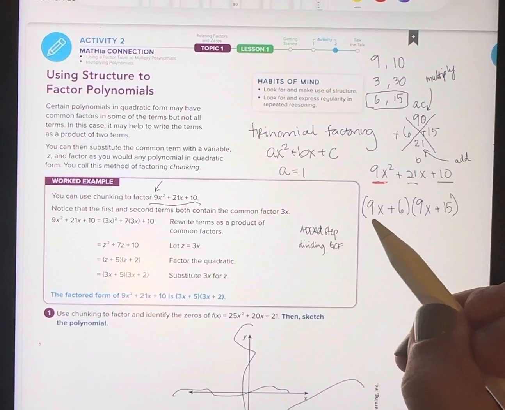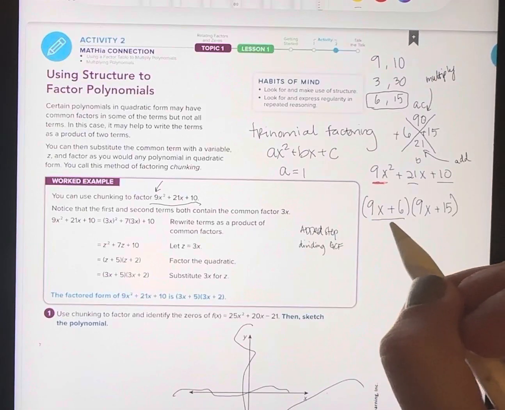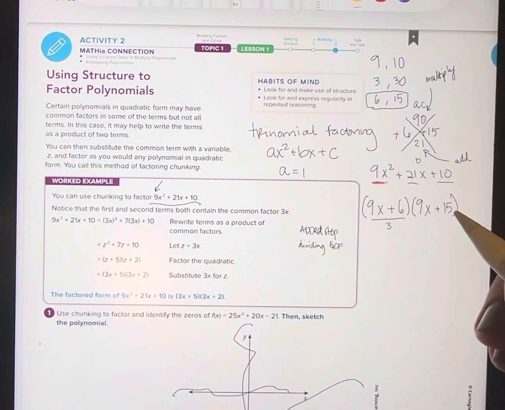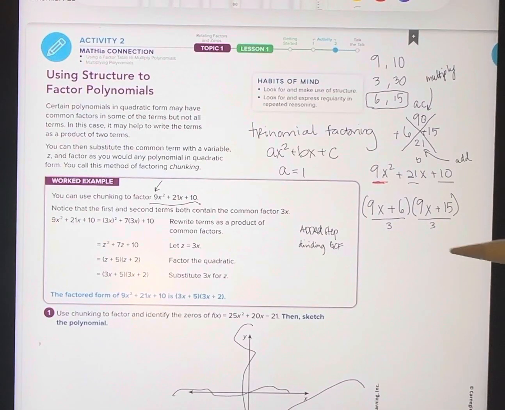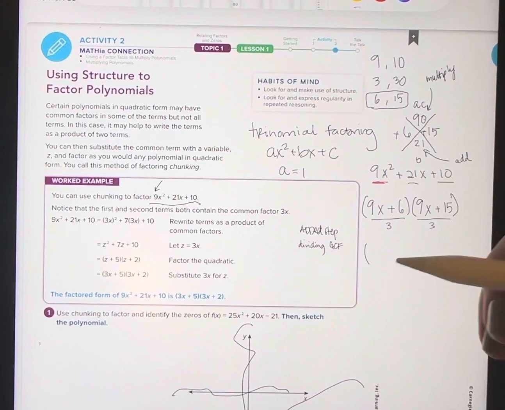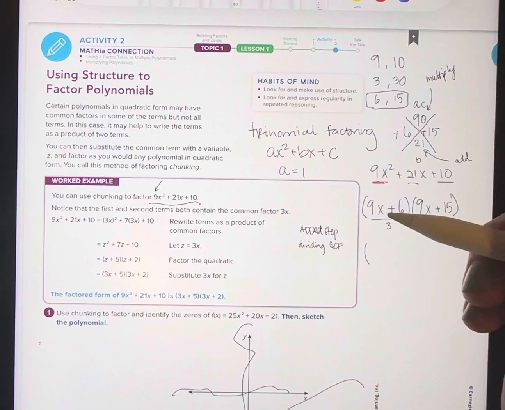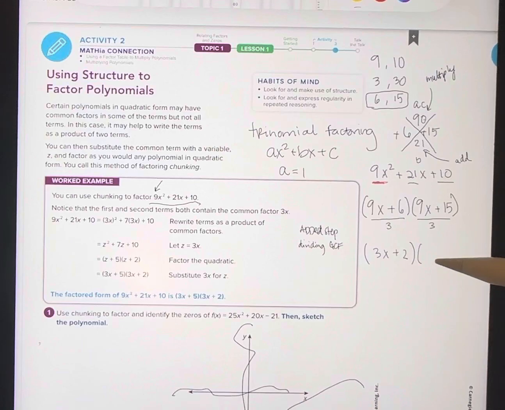So here I see 9 and 6. I can divide all of this by 3, so I will. And over here I see 9 and 15. There's a GCF again of 3 here. So when you divide out the GCFs, you undo the wrong thing that we did earlier. And we get 3x plus 2. And we get 3x plus 5.